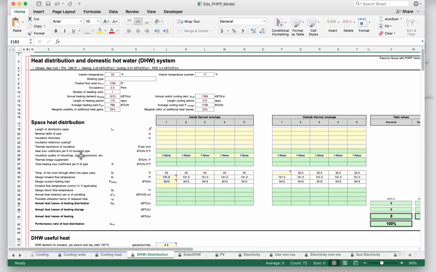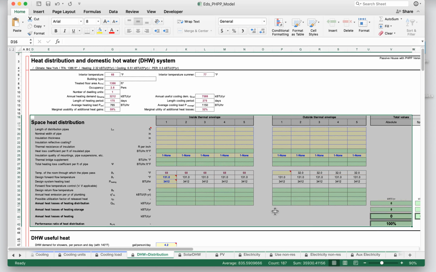So it is a big worksheet, but don't be intimidated. There's not a ton that it's asking for us. As I said, though, notice this entire upper section is dedicated to space heat distribution, meaning, of course, hydronic radiators, hot water heating systems. So if we're using a boiler to heat up water and then move that water to baseboard radiators, we would build out that portion here.